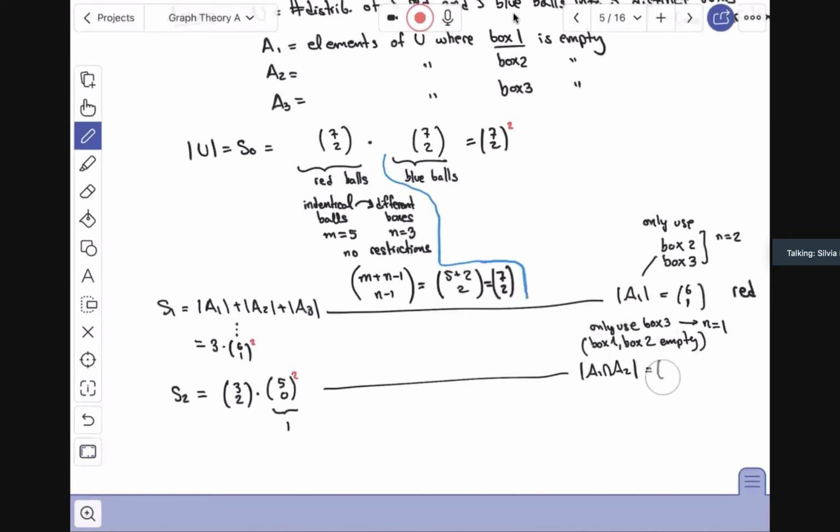So this will give you that 5 choose 0, which makes sense. And this is again for the red ones, right? There's only one way. Of course, there's only one way. I only have box 3. I put everything in box 3. That's it. There's only one way. And I square it. And this 3 choose 2 is the number of pairs: A1 intersection A2, A1 intersection A3, and A2 intersection A3.